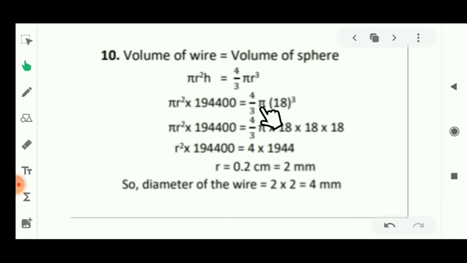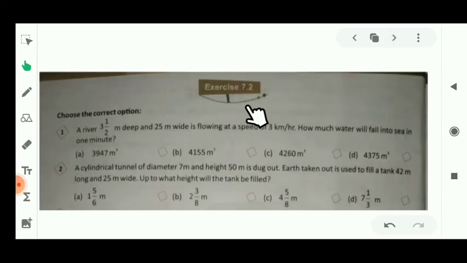1,94,400 is equal to 4/3 pi 18 power 3. That means from here we will find the value of r easily. It will be 0.2 centimeter. And now we will convert this value into millimeter, so it should be multiplied by 10, that means 2 millimeter. So in the last, because this is the radius, when we find the diameter, it's multiplied by 2, that means 2 into 2, that is 4 millimeter. Let's see the next exercise, that is 7.2.